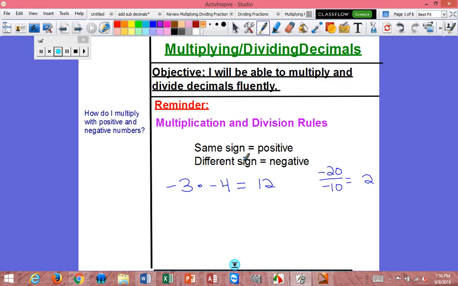If your two numbers have different signs, you will have a negative answer. So let's say here we had a positive 3 times a -4, then it would be a -12. Or over here, if we had a -20 divided by a positive 10, our answer would be a -2.